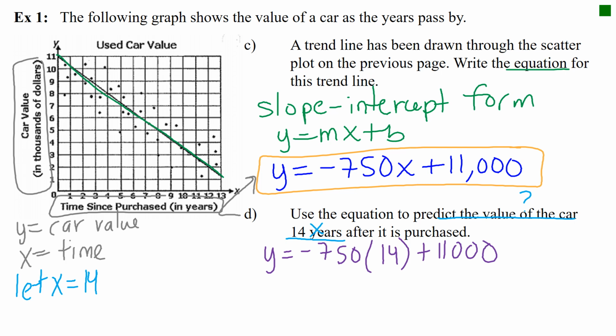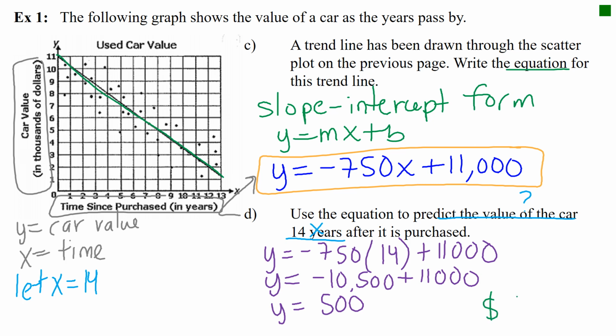So first thing we'll do is multiplication. Negative 750 times 14 is gonna give us negative 10,500. And then we're gonna add 11,000 to that. So we'll get a final answer of 500. And then that 500 represents the value of the car 14 years later. So we'll just go ahead and put down $500 as a final answer for that question.